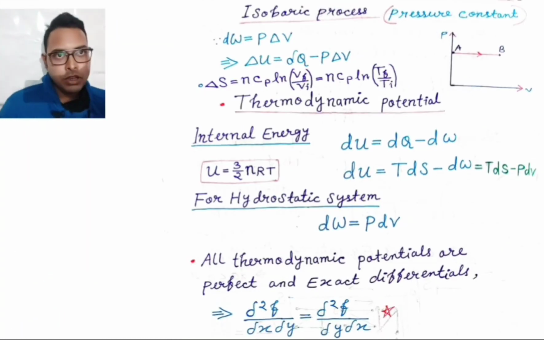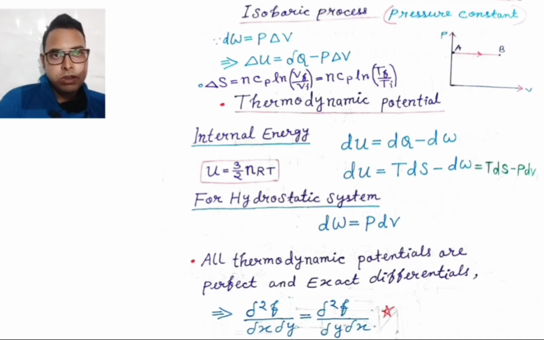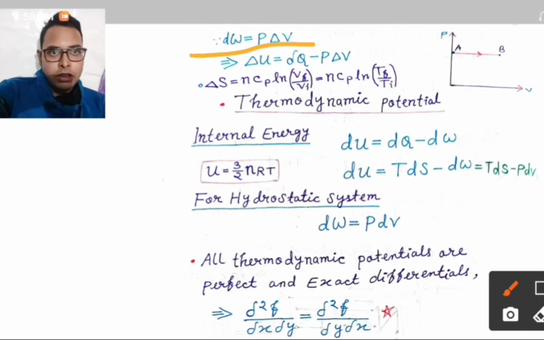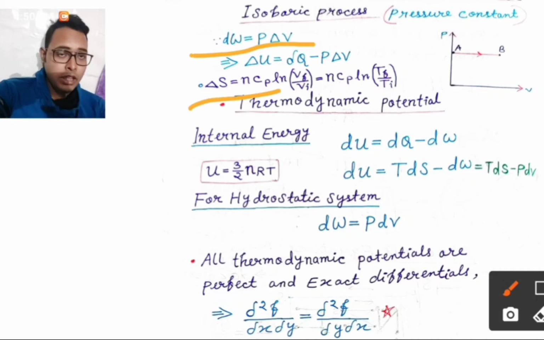Let's come to the isobaric process. In an isobaric process, pressure is constant, right? So we can see that the work done is P delta V. So change in internal energy is equal to dQ minus P dV, and change in entropy is equal to nCp ln Vf by Vi, right? And we can also write nCp ln Tf by Ti, okay? And this is the graph of the isobaric process.